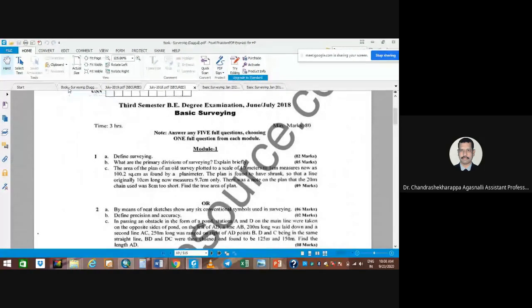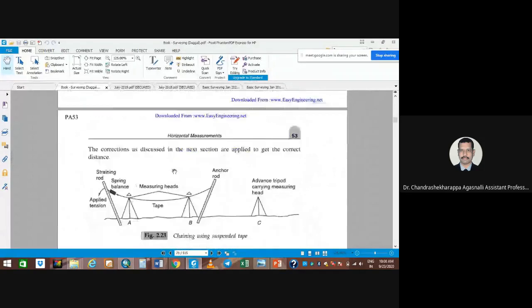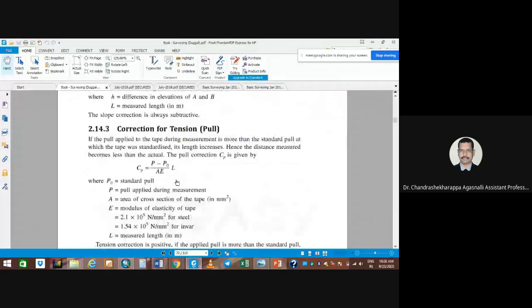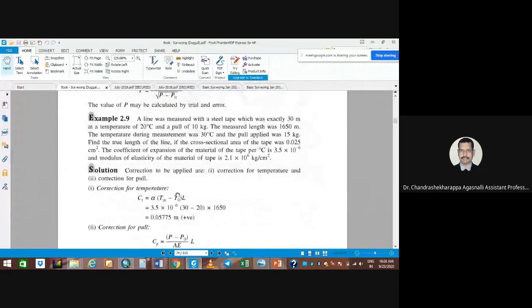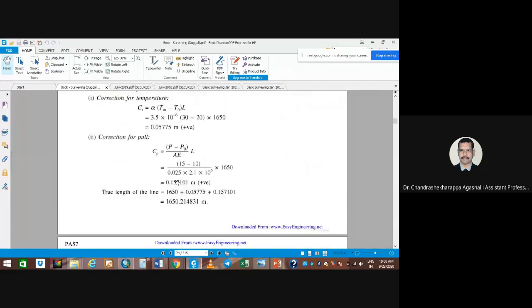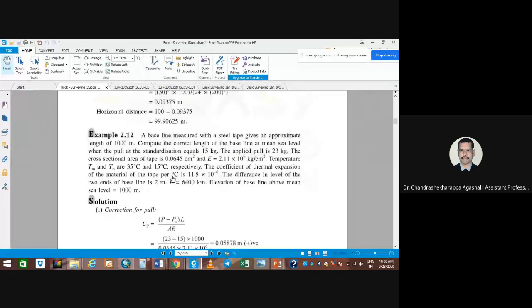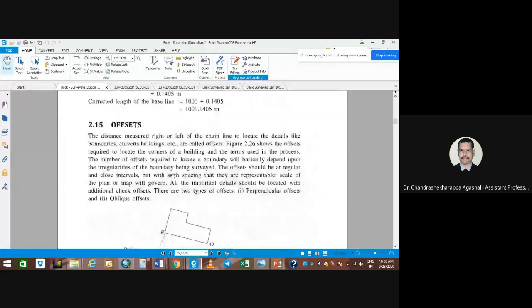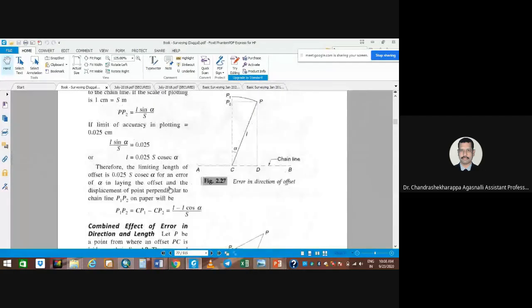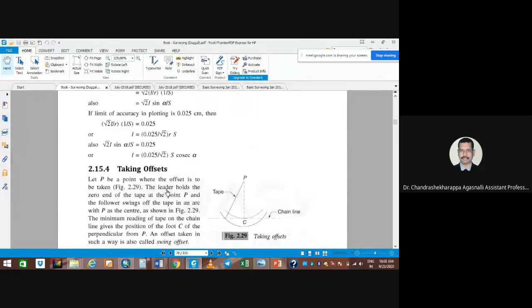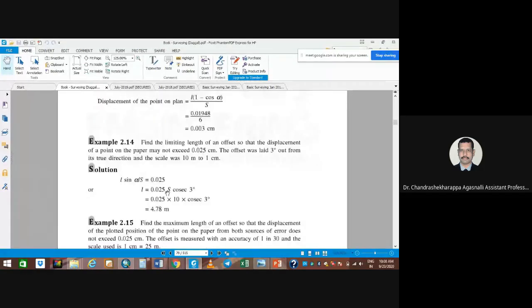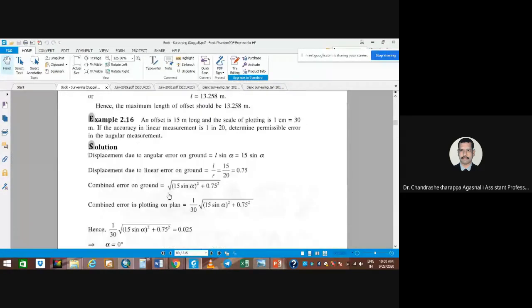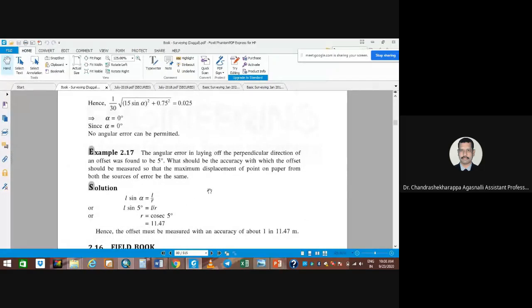That is a plotting problem, correction for standards. The problem should be very clear. You should understand it. Theory you can manage, but the problems you have to take very seriously, and keep on solving different problems. Errors, sources, offset.